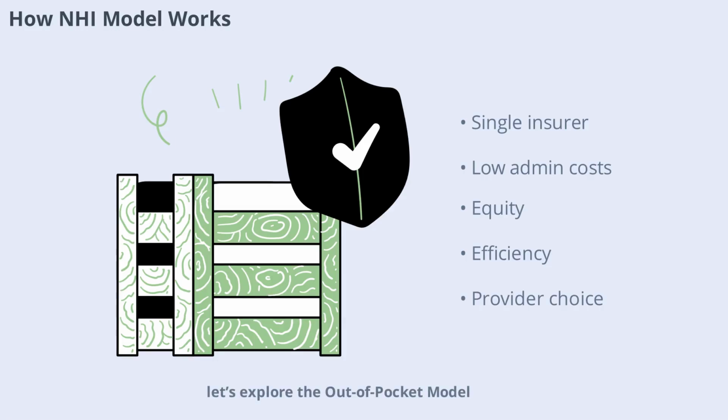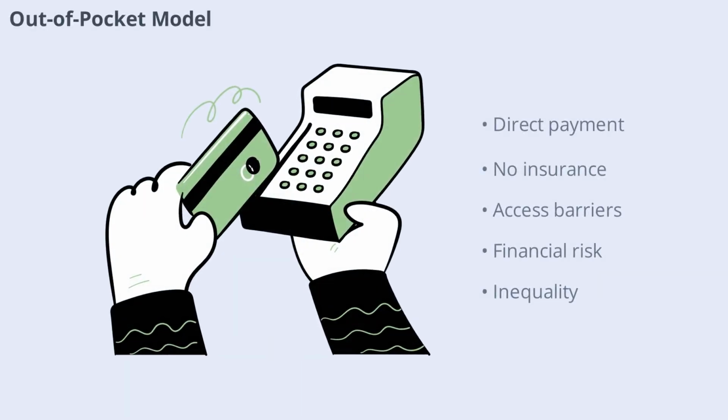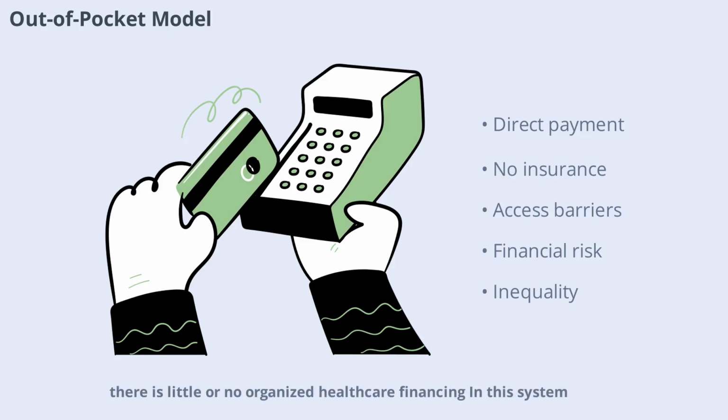Now let's explore the out-of-pocket model, which is common in many developing countries. The out-of-pocket model is prevalent in countries where there is little or no organized healthcare financing. In this system, individuals pay directly for healthcare services at the time they receive them. There is no pooling of funds or insurance coverage, which can lead to significant barriers to care, especially for the poor. Many developing nations rely on this model, resulting in unequal access and financial hardship for those who need care.